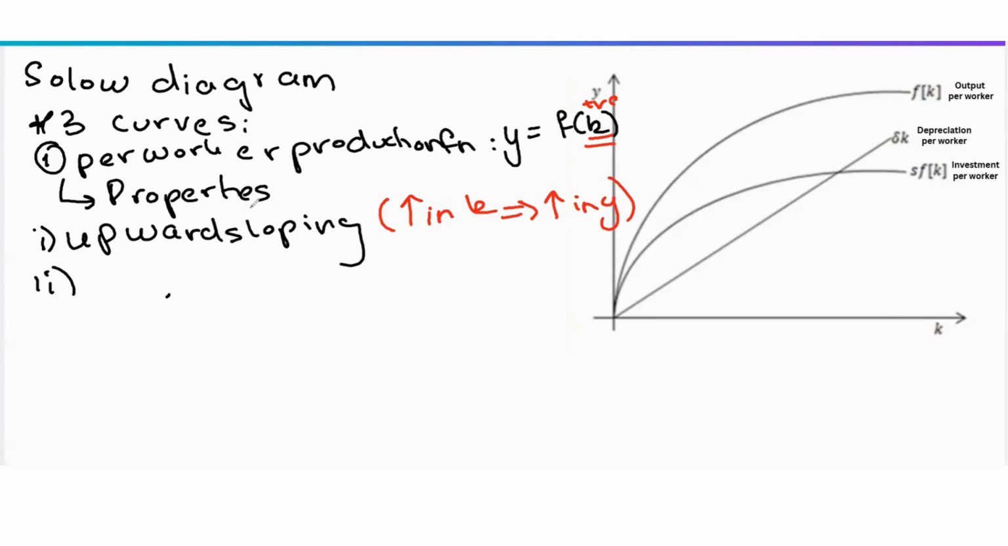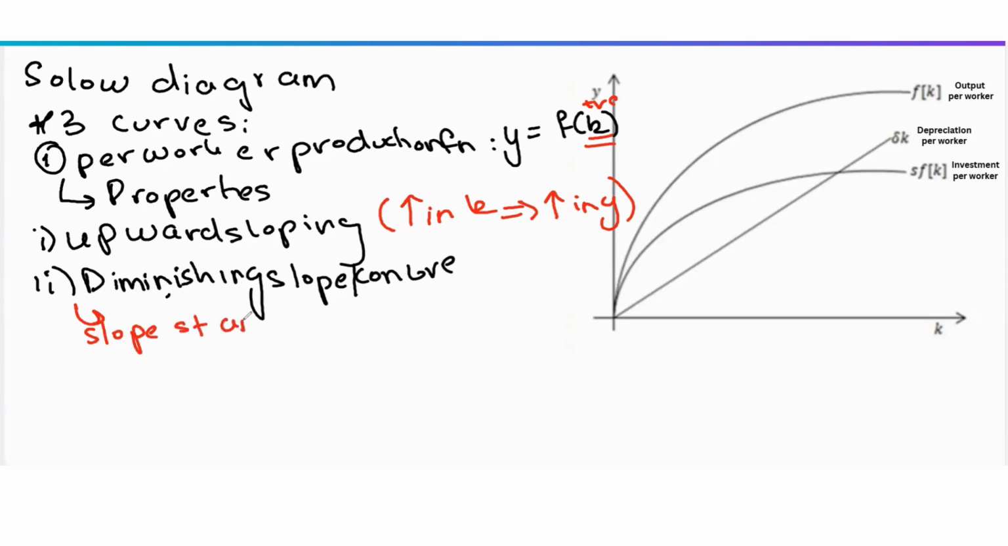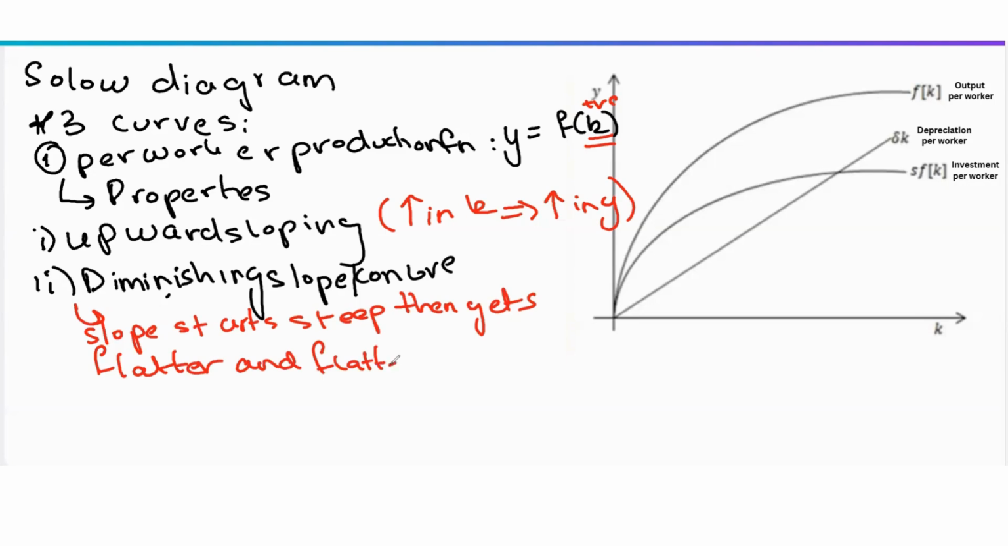Then the second property is that it has a diminishing slope, or what we call concave, where we can see that the slope starts steep, then gets flatter and flatter as the amount of capital per worker increases. So it has a diminishing slope, or concave, flatter and flatter as the amount of K increases.